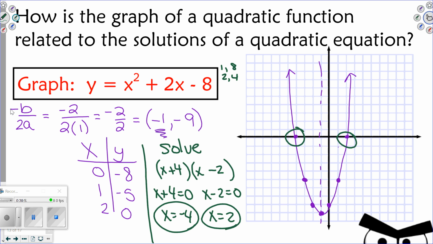So we graphed this, right? We saw those points right where it crossed the x-axis, right? I had you solve it. We factored it to solve, found that x equals -4 and 2. It crossed on the x-axis at -4, and it crossed at 2. So I would need you to recognize that when you're solving, your answers are where it's crossing the x-axis on the graph.